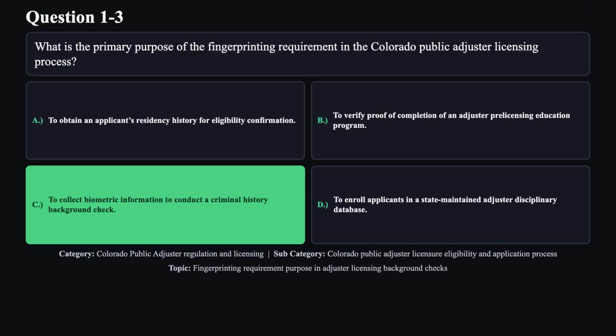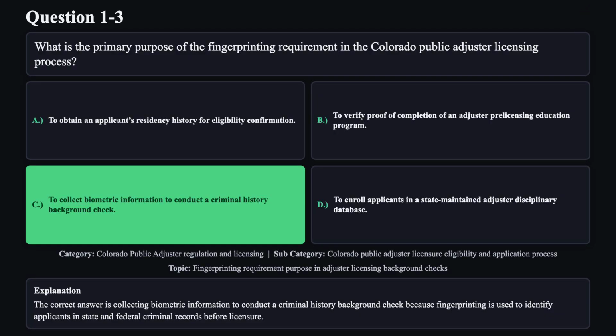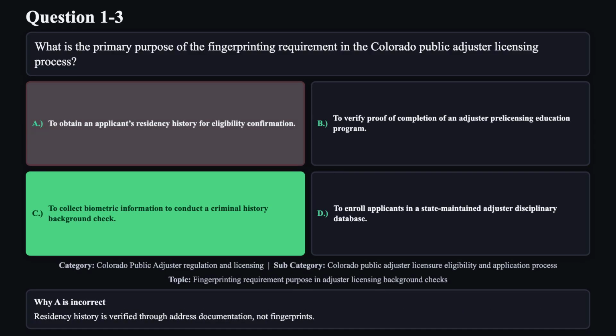The correct answer is C. The correct answer is collecting biometric information to conduct a criminal history background check, because fingerprinting is used to identify applicants in state and federal criminal records before licensure. Reason A is not correct. Residency history is verified through address documentation, not fingerprints.